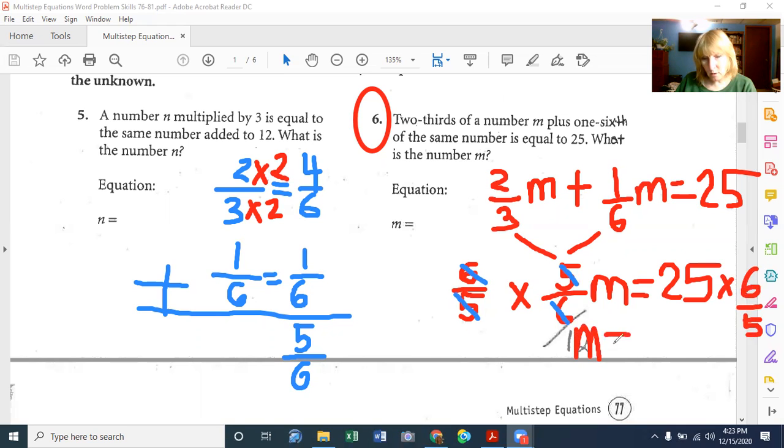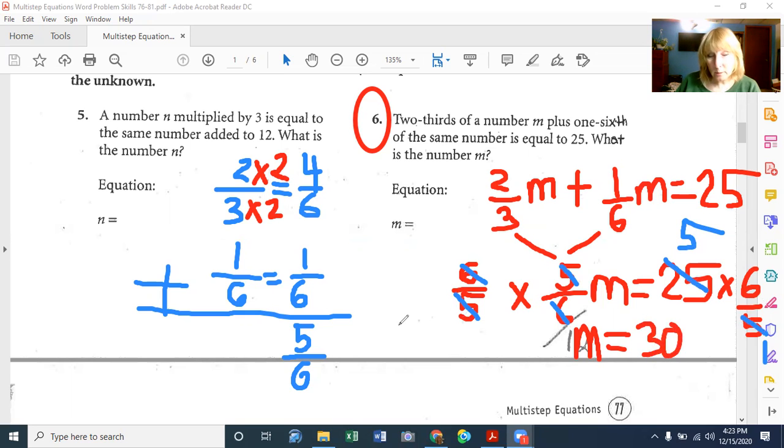And what does m equal? Well, I do the math on the other side. So I have 25 and a 5. So I know that 5 will go into 25 5 times, and 5 will go into itself once. So now I have 5 times 6 on the top over 1. So 5 times 6 is 30. 30 over 1 is just 30. So m is equal to 30.